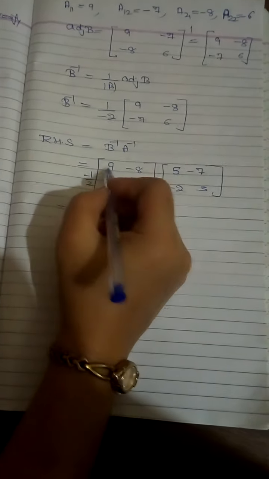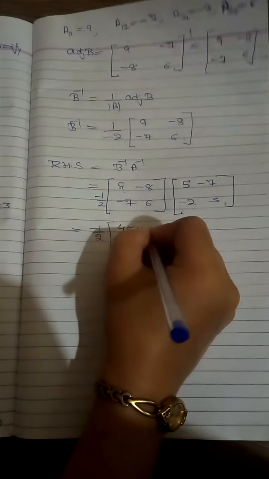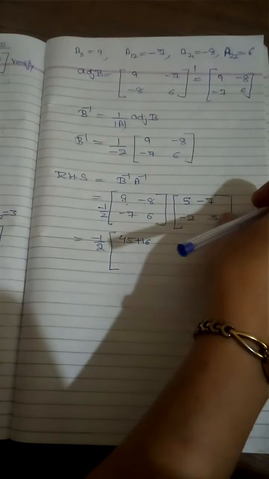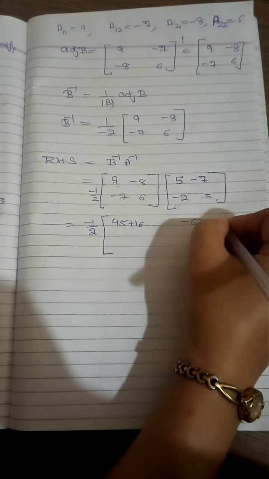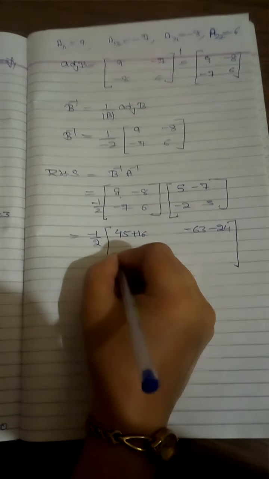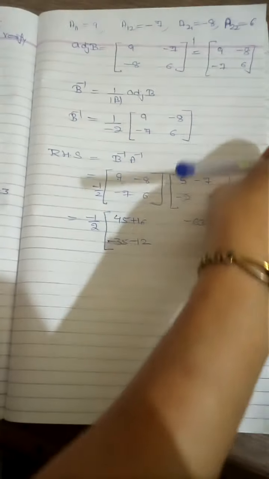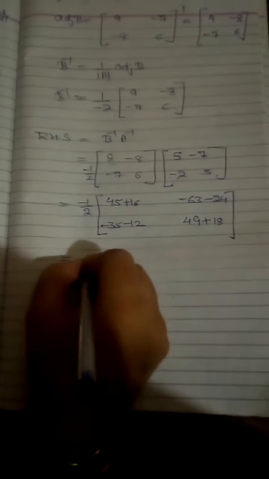Do the multiplication, multiply first row by first column. After multiplying it is coming 9 5s are 45, minus minus plus 16. Then first row with second column, it is coming here minus 63, minus 24. Second row multiply with first column, it is coming here minus 35, minus 12. Now this row multiply with this column, 49, because minus minus plus 49, 6 is 18, plus 18. Now it is coming here minus 1 by 2.